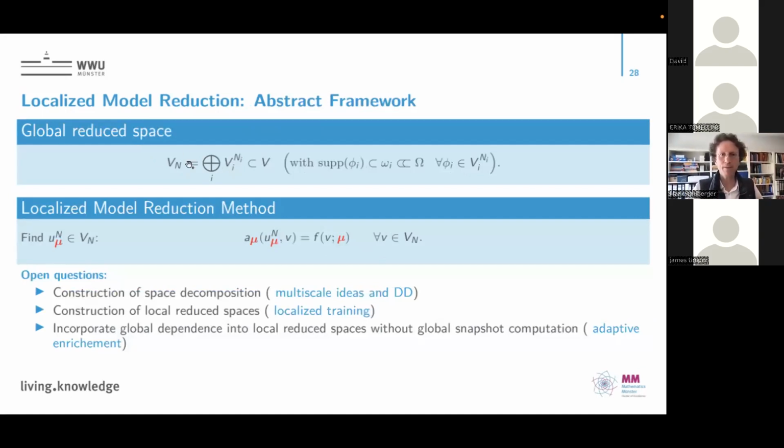If we have this decomposition, then the reduced method is nothing else than a Galerkin projection of your original variational problem into this space with the decomposition that you have here. And there are a lot of ideas that you can then use, from multi-scale methods, from domain decomposition, also ideas like localized training or adaptive enrichment. All this comes together in this framework here.